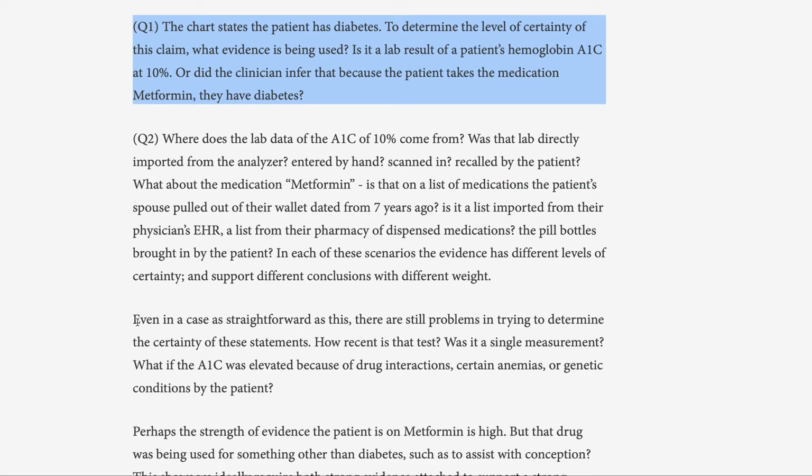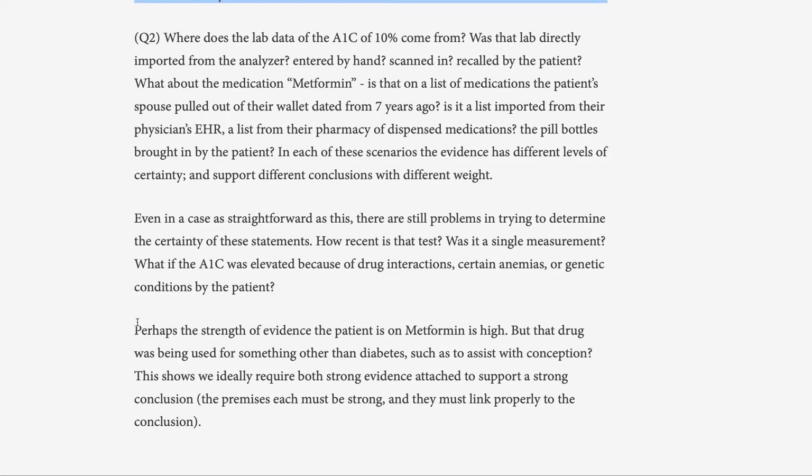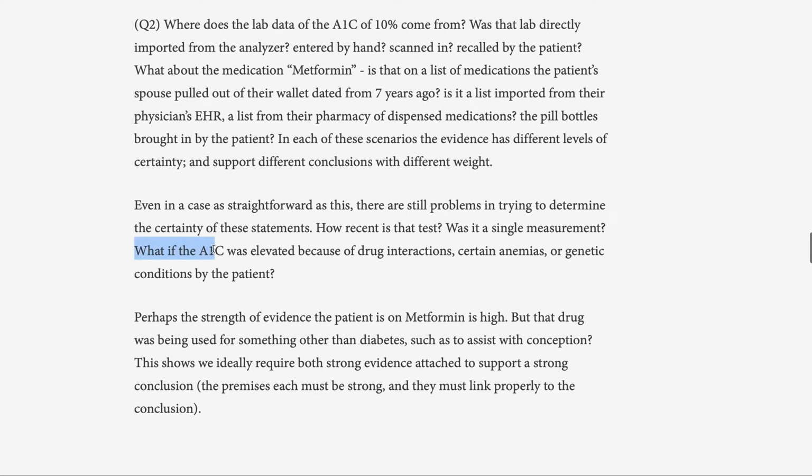And now, even in a straightforward case like this, there's still a lot of uncertainty. For instance, that A1C result, how recent is it? Was it a single measurement? Was it a repeat test? Was it falsely elevated because of drug interactions or certain anemias or genetic conditions of the patient?